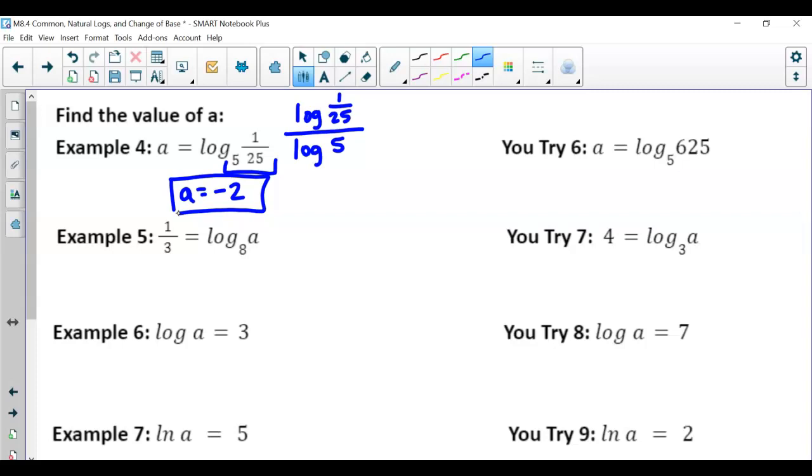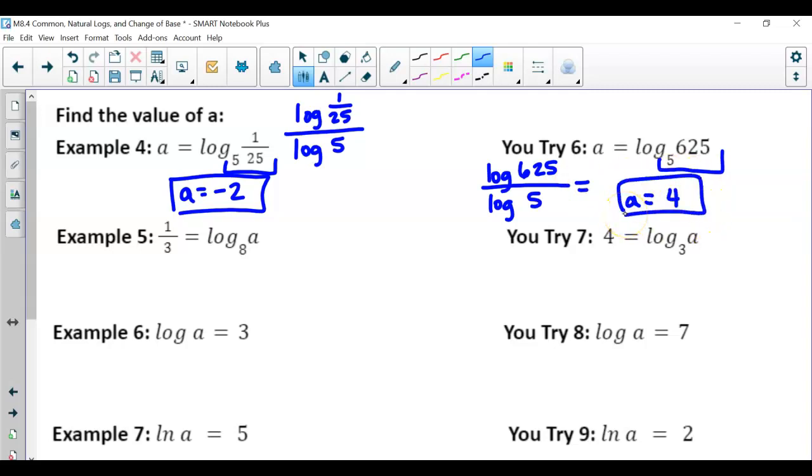And here you go. So again, notice how here I've got a log other than base 10. So we could use our change of base formula. So I've got log of 625 divided by log of 5. So here, when you have that in the calculator, a ends up being equal to 4.